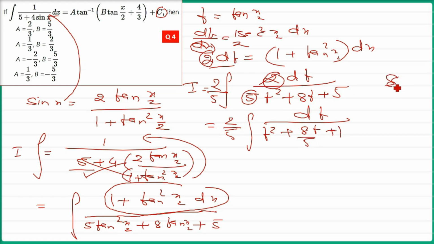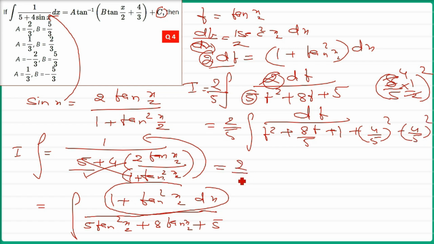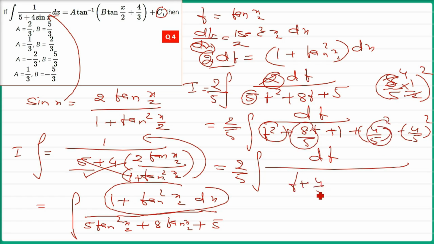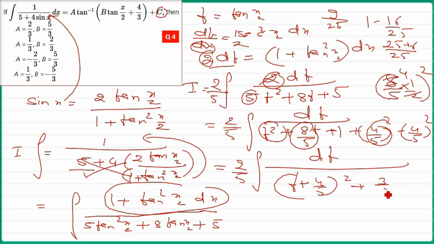Now 8 by 5, you can divide it by 2, square it, add it, subtract. So what this will come to, 2 4s are 8. 4 by 5 has to be added as a square and 4 by 5 has to be subtracted as a square. Now this 2 by 5 is always in the front. dt divided by a square plus b square plus 2ab. That is t plus 4 by 5 whole square, which is the first, second and fourth term. The second and fifth term, which is 1 minus 16 by 25 will be 25 minus 16 by 25, which is 9 by 25. You can write it as 3 by 5 whole square.